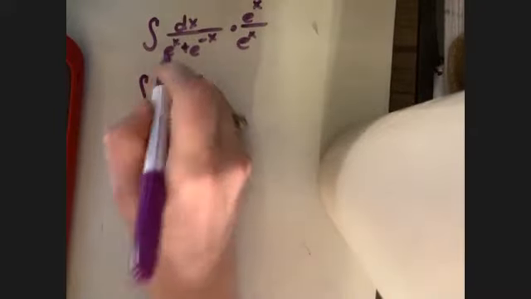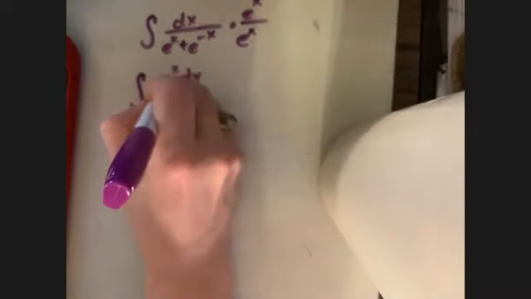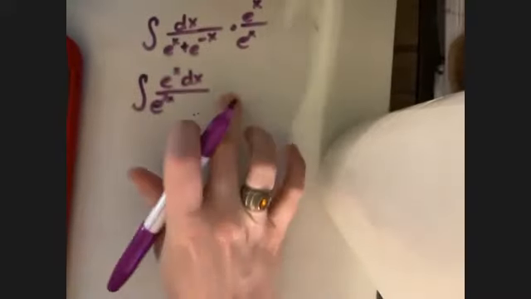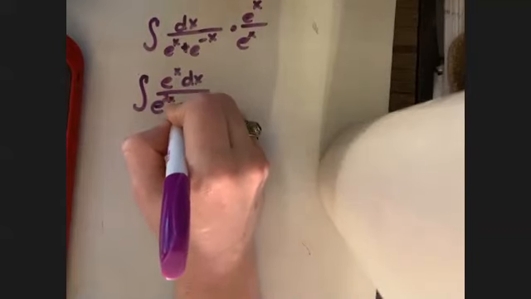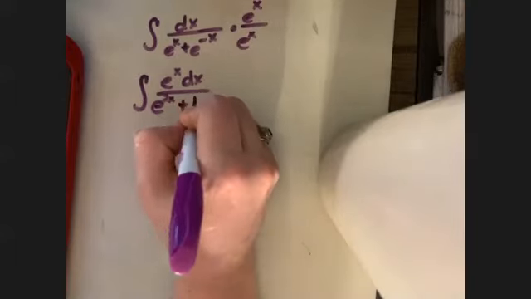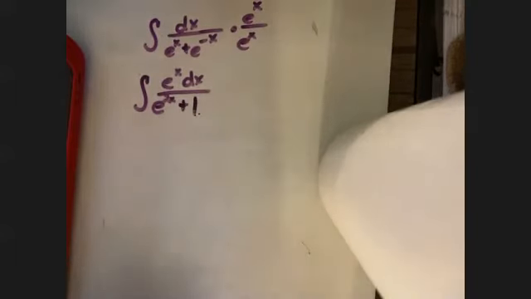Now, e to the x times e to the x is going to be e to the 2x, because you would add your exponents. And then e to the negative x times e to the x, those exponents are going to add. Negative x plus x is 0, e to the 0 is 1.